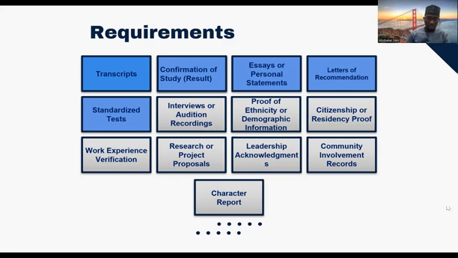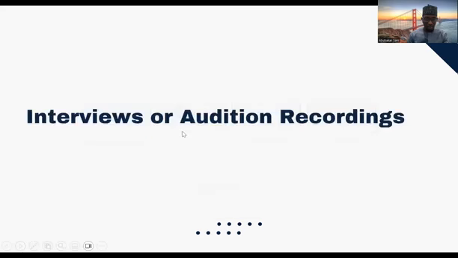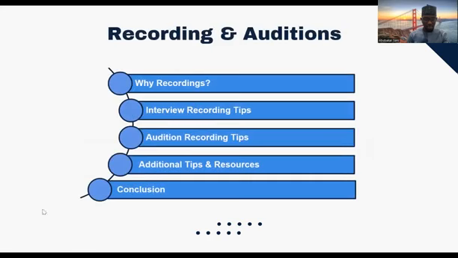All right. So these are some of the requirements when you apply for a scholarship that they might ask you to provide proofs for or to provide in written form. So let's look at interviews or audition recordings in more detail. As I said, this is not necessary. Sometimes they don't ask, but other universities or scholarship providers would like to know you before you come and start studying or before they offer you an admission.